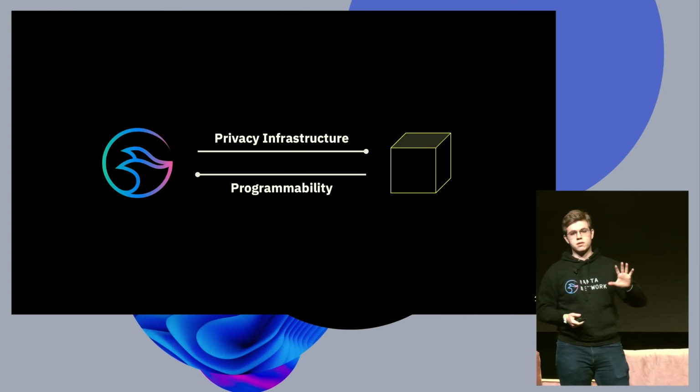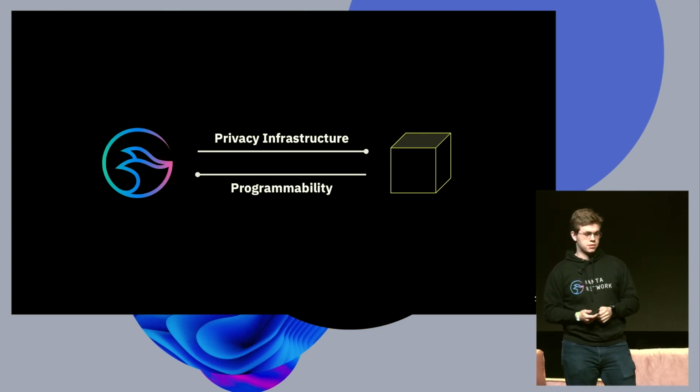And so this is really the core principle about Manta. It's that we're building this privacy infrastructure, and you come and you bring your programmability. So you're building your applications, you ask, okay, I need this part to be private, I need this part to be private, and then you come to Manta for that. And we bring that to you, and we bring it across the entire Polkadot ecosystem.